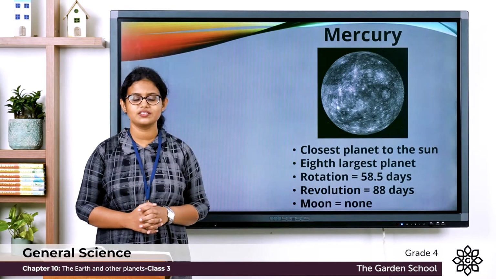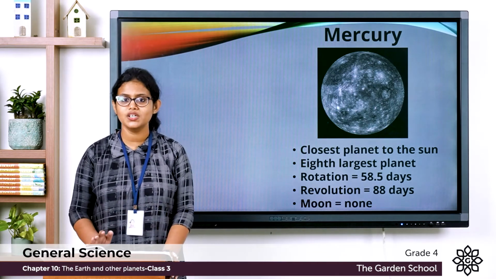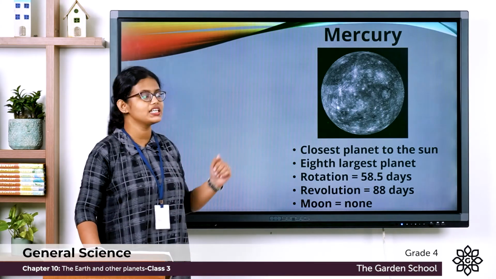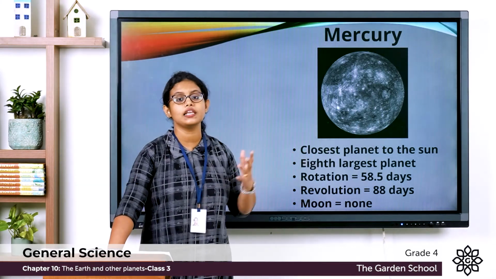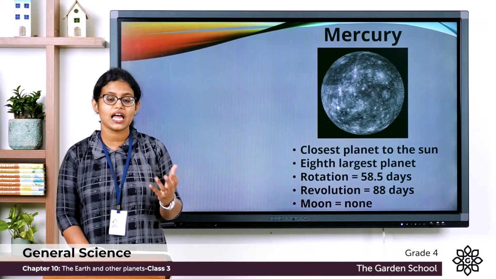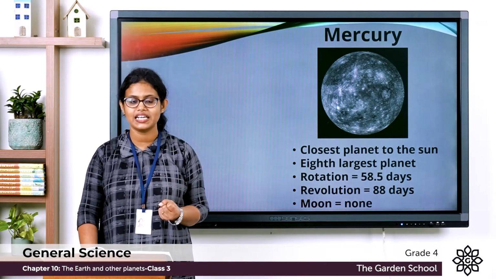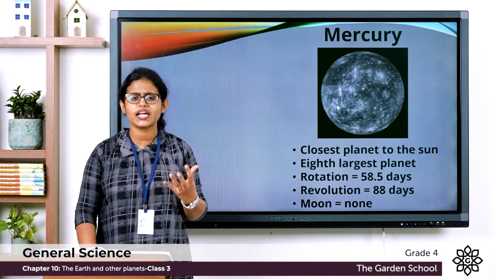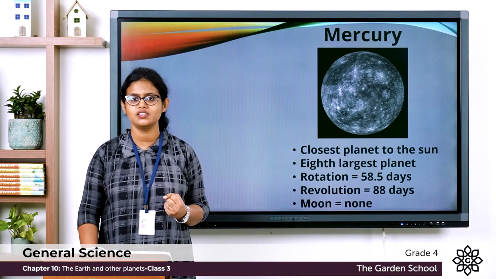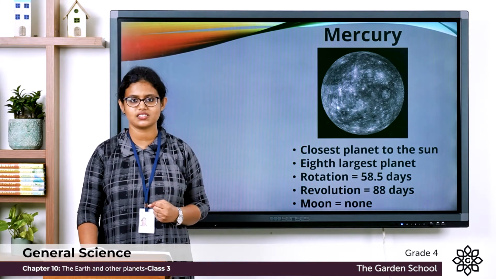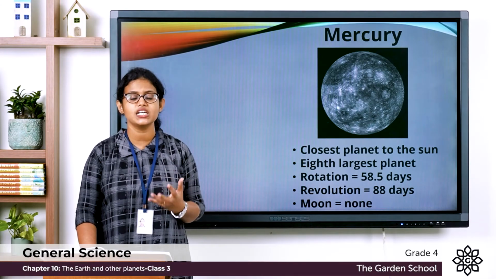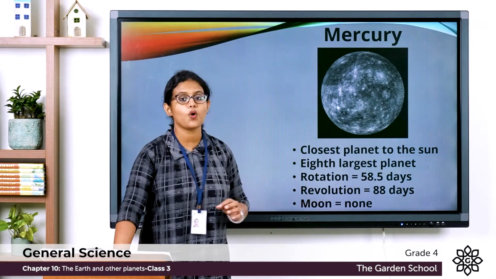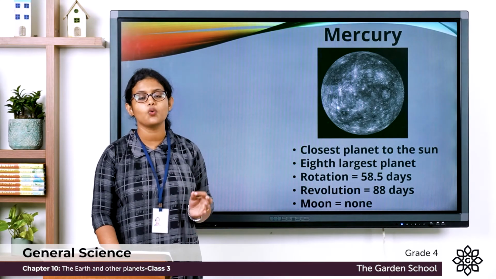The first one is Mercury. Mercury is the smallest and the closest planet to the sun. So it is the 8th largest planet. And as this planet is closer to the sun, it is very hot. Mercury revolves around the sun much faster than the other planets. Mercury is smaller than Earth. Then it takes 58.5 days to complete one rotation.